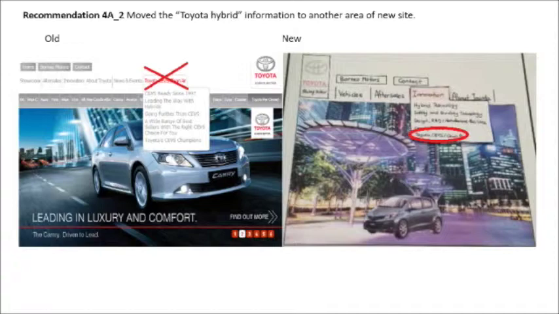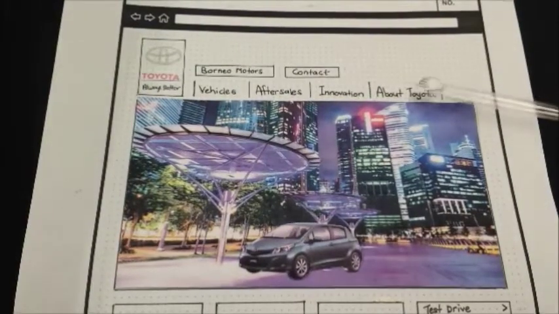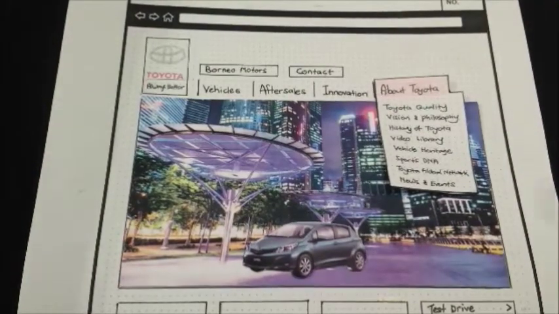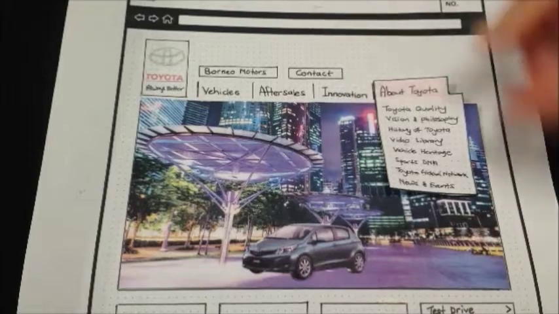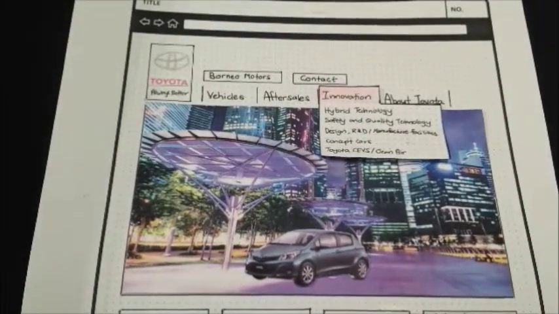Let's look at the prototype in detail. When users click on the About Toyota tab, users can clearly see the News and Events as the last item. When users click on the Innovation tab, users can also see the Toyota CEVS Clean Air as the last item too.